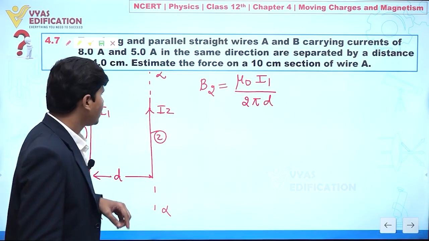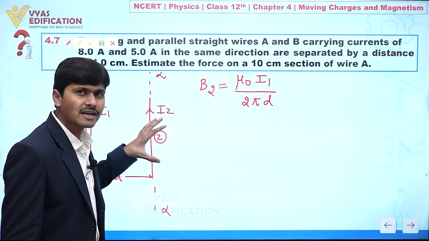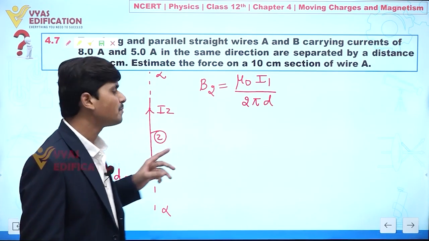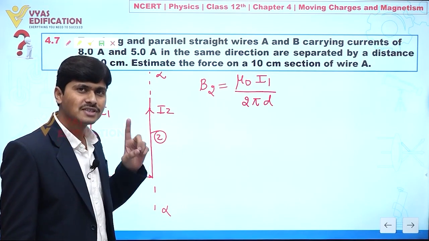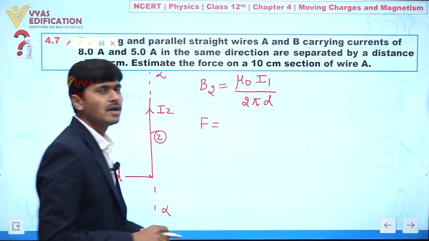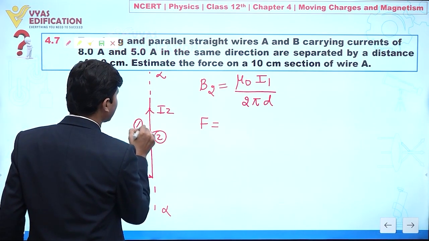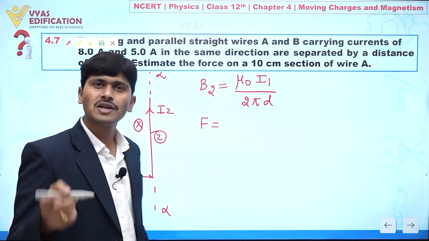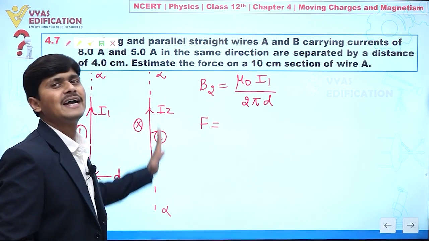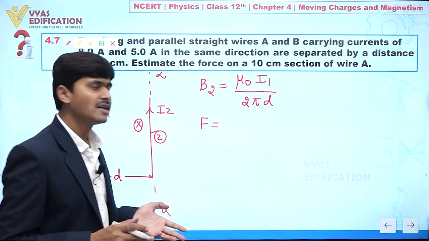Now you can say we are placing this current carrying wire in the magnetic field of wire 1. It means definitely it will feel a force. Listen carefully: what is the direction of the magnetic field? The direction of the magnetic field is perpendicular inward, and the direction of current is this one. So the angle between them is 90 degrees.